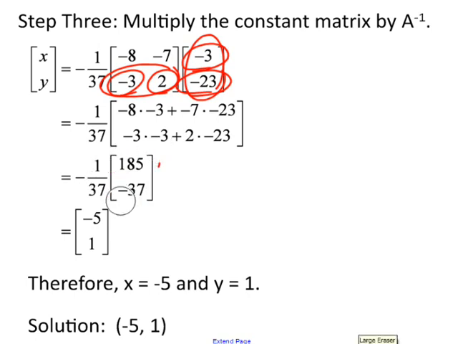Now is when we're going to want to multiply in by this number right here. If you recall, if we've got a 1 up here, then that's the same as dividing by that number down there. So, and don't forget about the negative. So 185 divided by negative 37 will give me negative 5. And negative 37 divided by negative 37 will give me a positive 1.